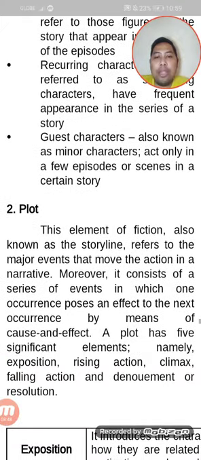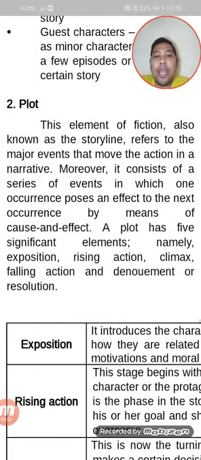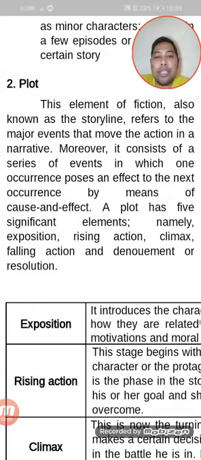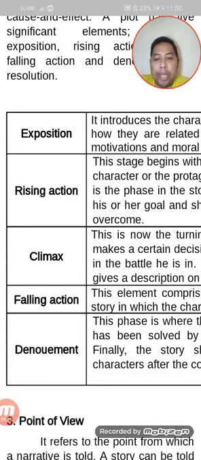character. Now, the plot, this element of fiction, also known as the storylines, refers to major events that move through the action and the narrative. This is like the cone shape of the story, as like what I discussed in face-to-face class. Okay, a plot has five significant elements, namely the exposition, rising action, climax, falling action, the denouement, or the resolution. So these are the parts of the plot.